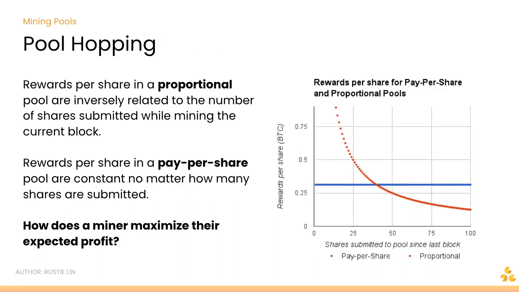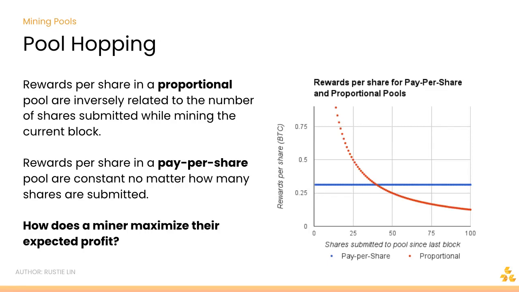So for the first question, it is possible to pool hop. So if I'm a miner and I see that one mining pool is profitable right now, but then another one becomes more profitable later on, I could start off in this one and then hop to the other one later. So rewards per share in a proportional pool are inversely related to the number of shares submitted while mining the current block.